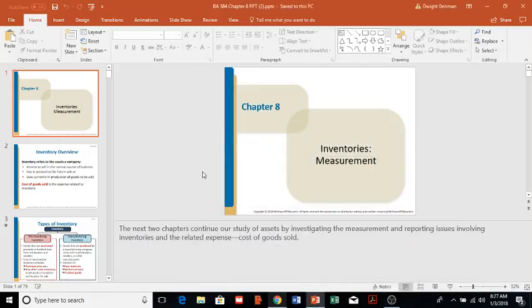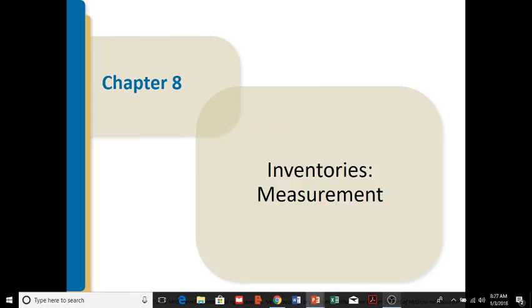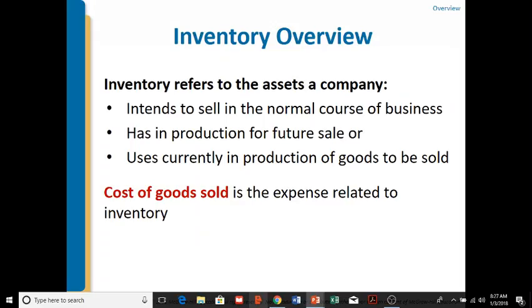Right, so we start chapter 8 here in our quest to find the truth about accounting. So here we're going to talk about measurement of inventories. And so first thing we have to figure out, before we even figure out how to measure inventory, is to define what is our inventory.